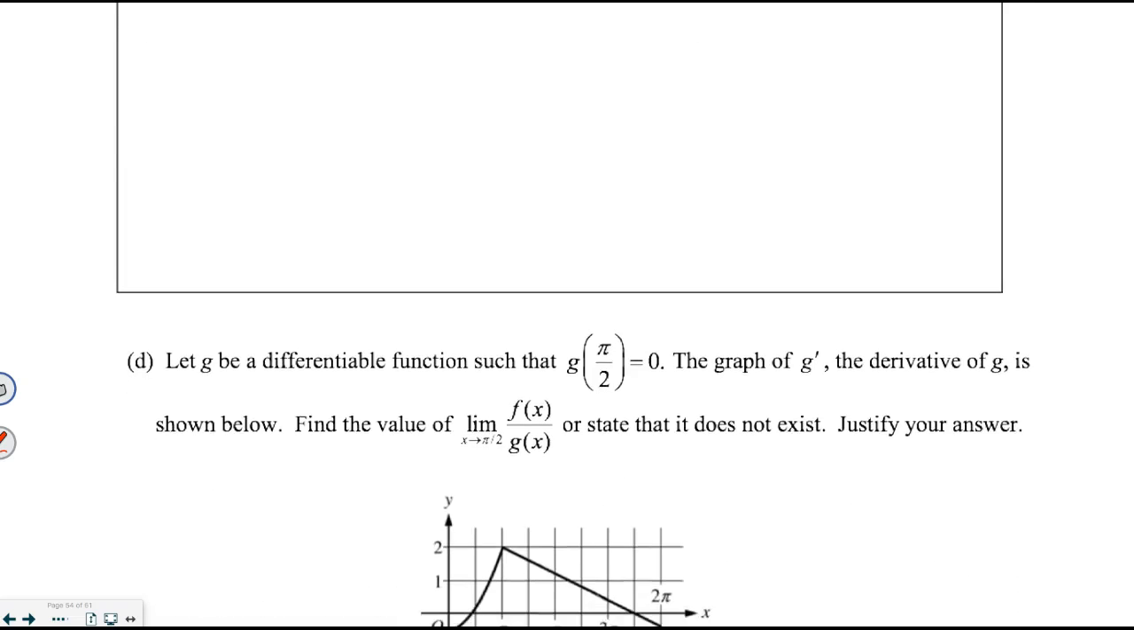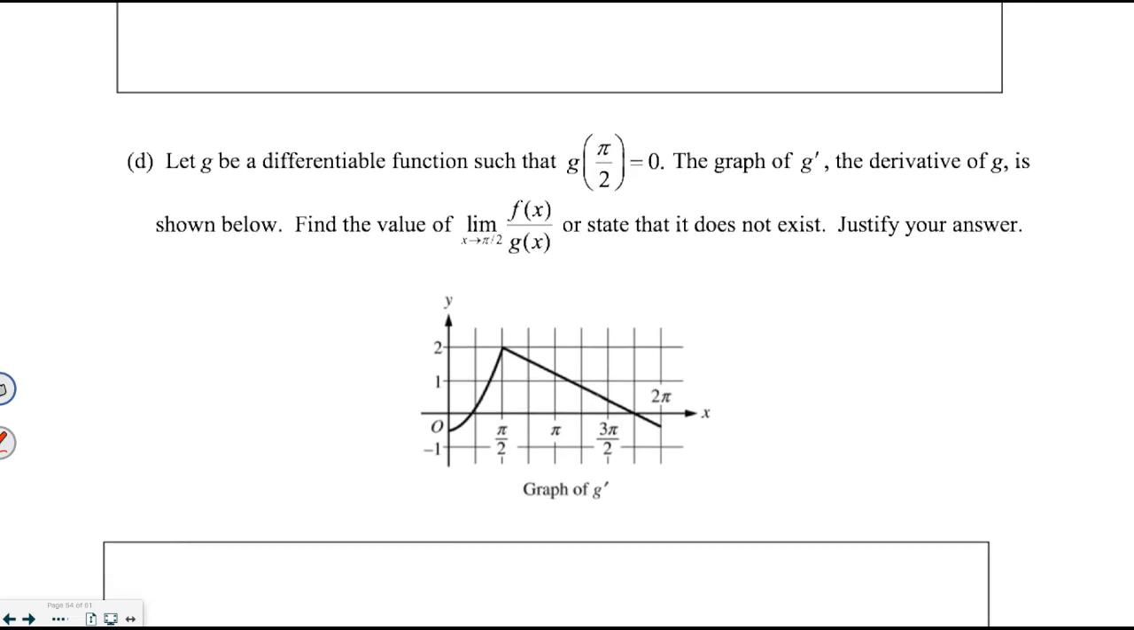You're prepped for that. This one, you end up getting 0 over 0. I'm just going to tell you. What skill do you think you're going to launch into when you get a limit that's 0 over 0? Yep, L'Hopital.